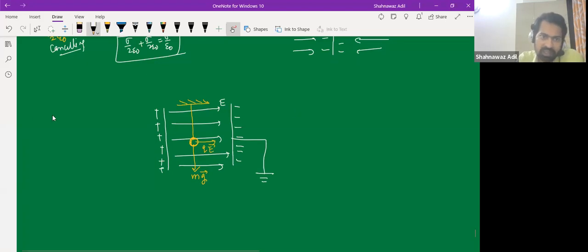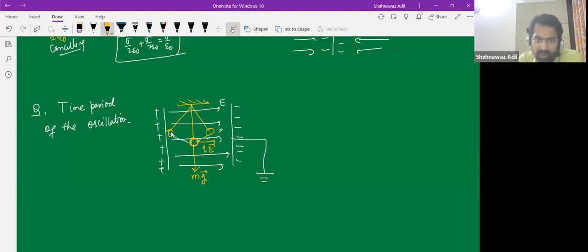So the question is that we have to find out the time period of the oscillation. This is going in this direction and then going in that direction. So we have to find out what is the time period of the oscillation, at which time it is coming back to its initial position. We know that T is 2 pi root, and now this is g effective. So we have to figure out what this g effective is.